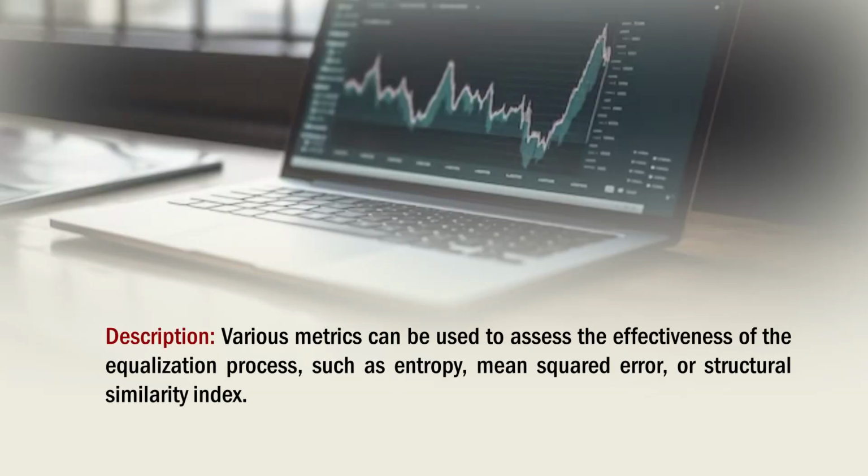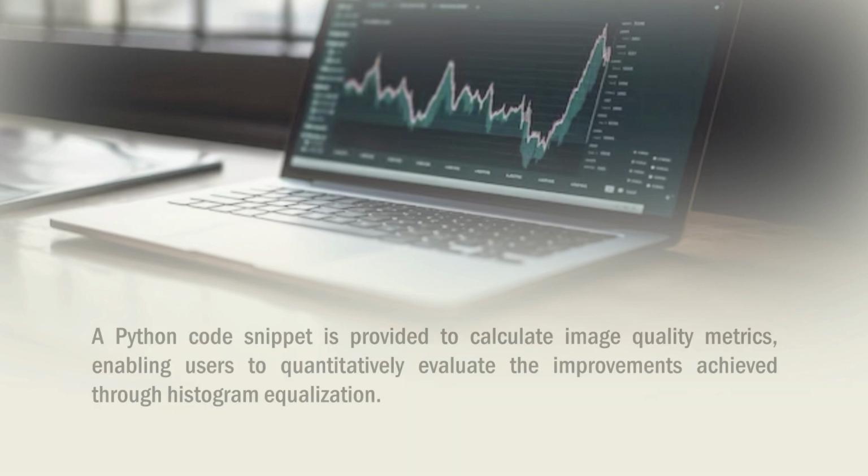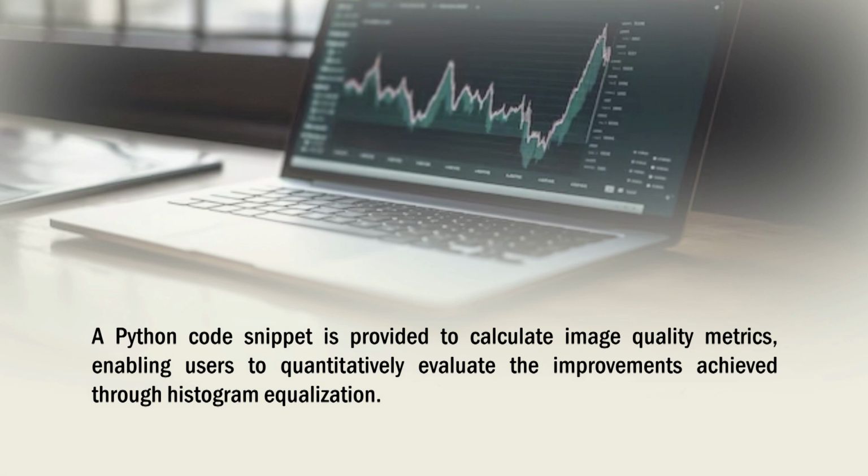So, basically, the parameter result analysis. Various metrics can be used to assess the effectiveness of the equalization process, such as entropy, mean squared error or structural similarity index. Python code is provided to calculate image quality metrics, enabling users to quantitatively evaluate the improvements achieved through histogram equalization. So, this is the overall equalization process.